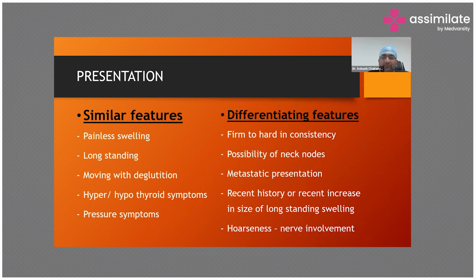Sometimes, very rarely, hoarseness can occur because of nerve involvement. It is quite late, and generally it is seen more likely in anaplastic carcinoma or medullary carcinoma. Usually, papillary and follicular cell carcinomas do not involve the nerve very easily.